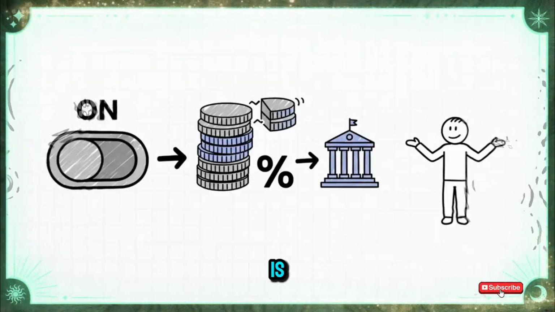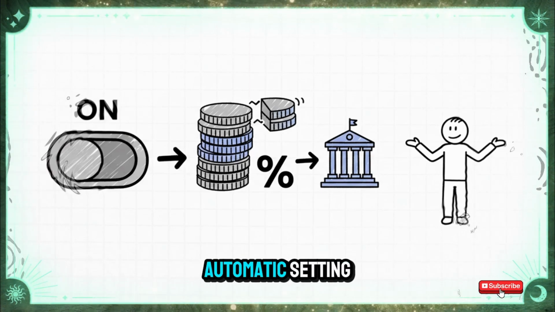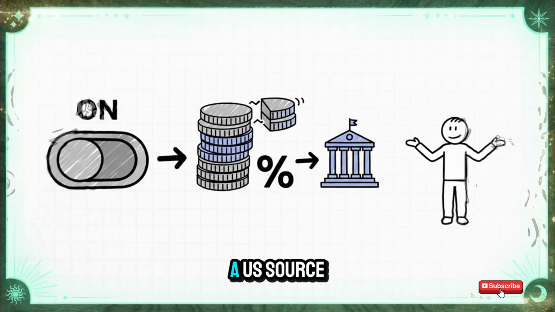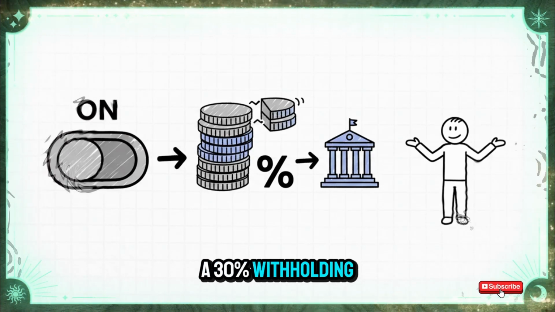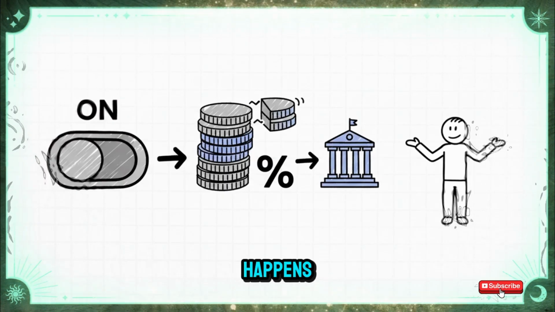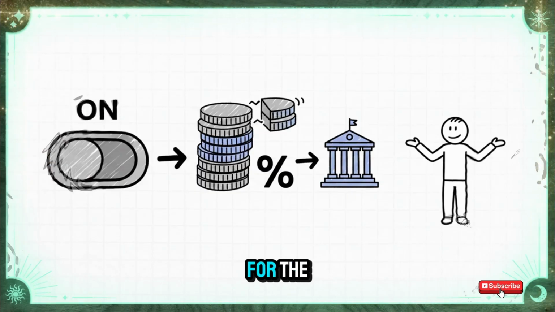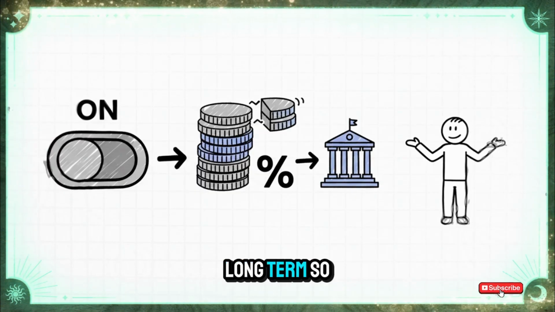And here it is, the big rule. The U.S. tax system has this automatic setting. Any money from a U.S. source that's paid to a foreign person gets hit with a 30% withholding tax. It's the default. If you don't do anything, this is what happens. It's really just a simple way for the IRS to make sure they collect taxes from people who might not be in the country long term.